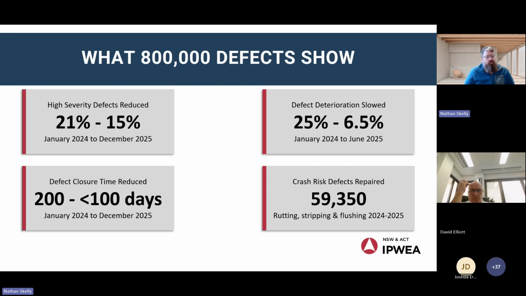Defect closure time also reduced from over 200 days to under 100 days. Now, it's important to note with that metric in particular, that's not repair time. That's how long it takes from when the defect was initially detected to when it was automatically closed on the platform. And there is a lag in how long it takes to close it on the platform, because we have to have a number of passes of a non-detection before we deem it closed. So it's not how long it took to repair, it's just how long the platform took to close it.